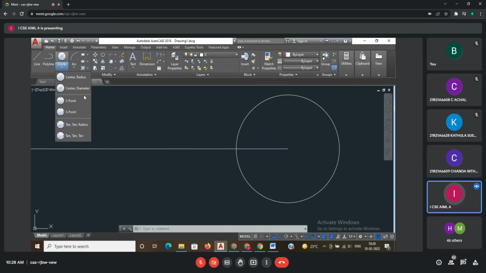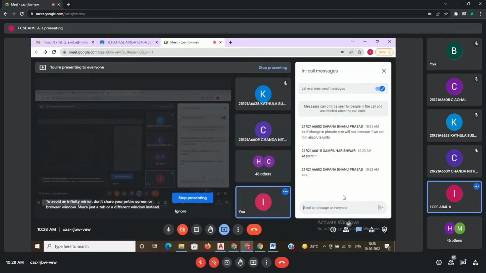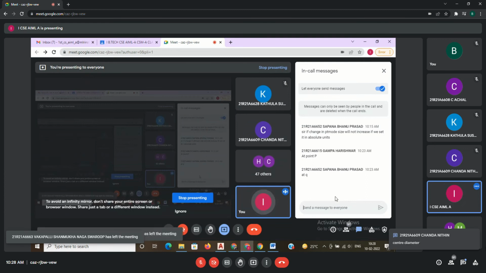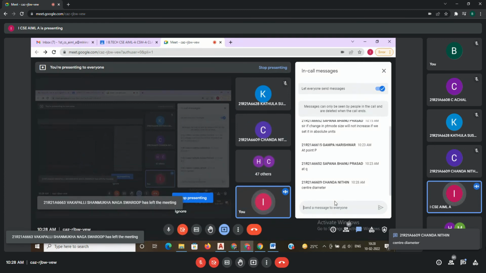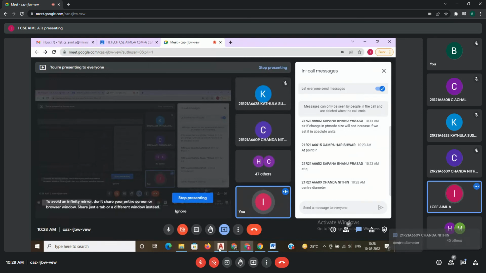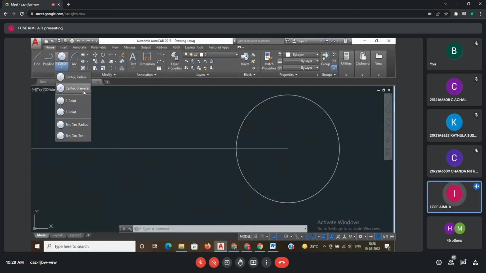Someone is unmuted, but I am not getting his voice clearly. You can type in the chat box. Which one can we select? Center and radius, center diameter. Okay, roll number 9 said center and diameter method. Now I will select center and diameter.